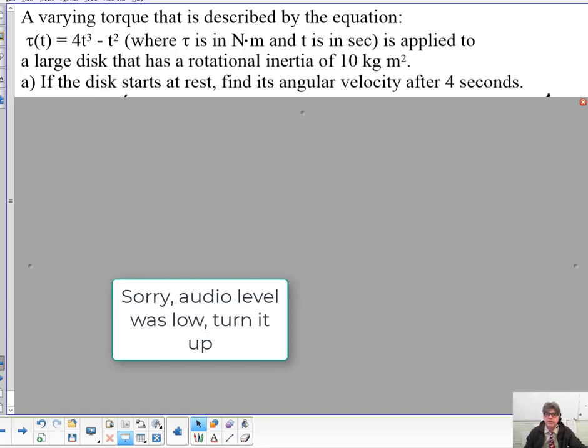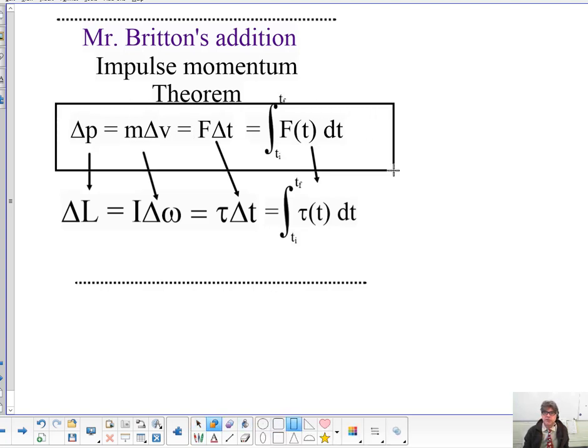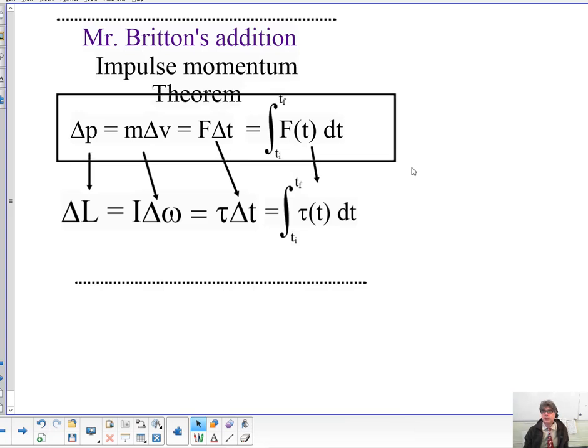Let's take a look at this other page here. There we go. So, impulse momentum theorem. And I'm just going to use a box, and box this out right here. So this is important. I'm not sure, to be honest, how well you remember it. It's hard to gauge this here.